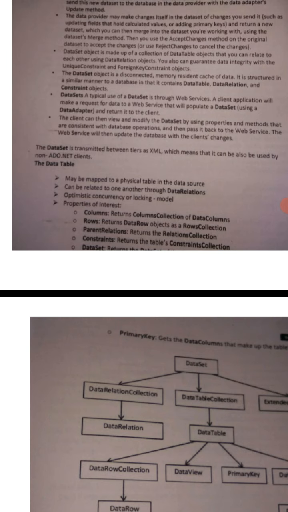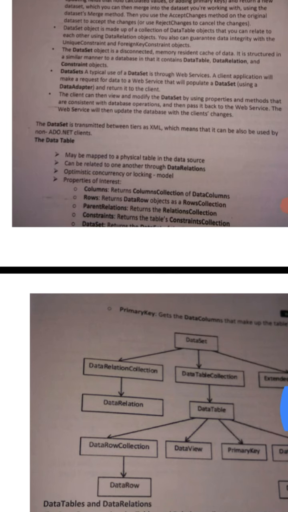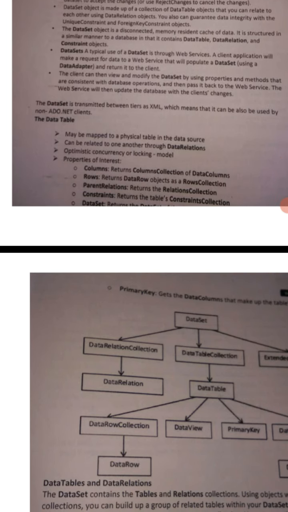The data table may be mapped to a physical table in the data source, and can be related to one another through data relations. Then optimistic concurrency or locking model. Properties of interest: Columns returns the column collection of data columns. Rows returns data row objects as a row collection. ParentRelations returns the relation collection. Constraints returns the table constraint collection. DataSet returns the dataset of the data table.